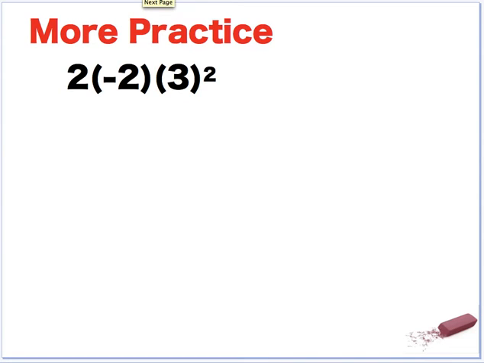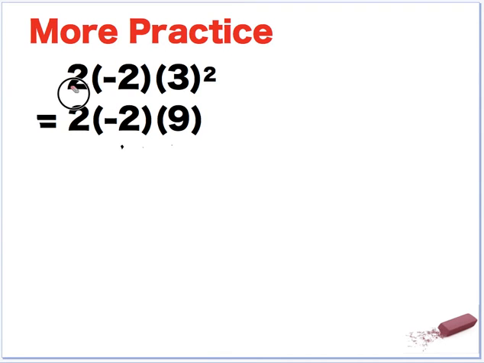We have multiplication because we don't see a sign, and we have an exponent. Brackets, exponents, division. So we look at the exponent first. It's going to be 3 to the power of 2, or 3 times 3, which is 9. We rewrite the whole thing. So the first thing we do is that exponent.